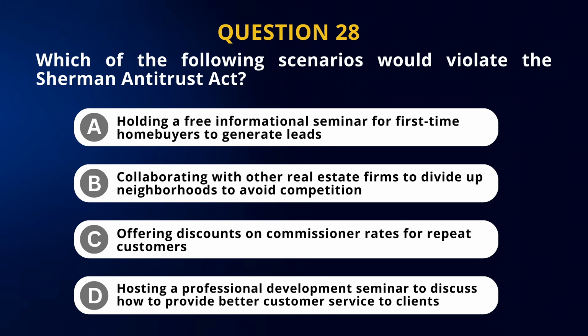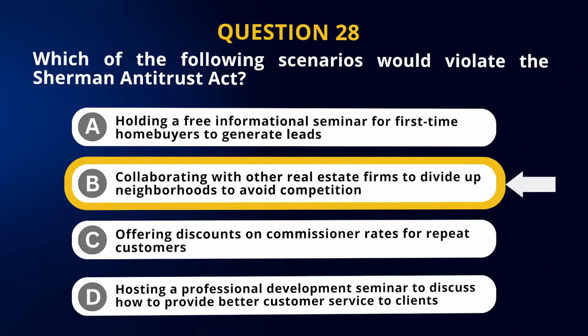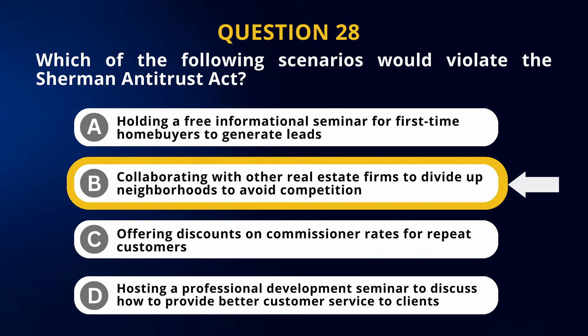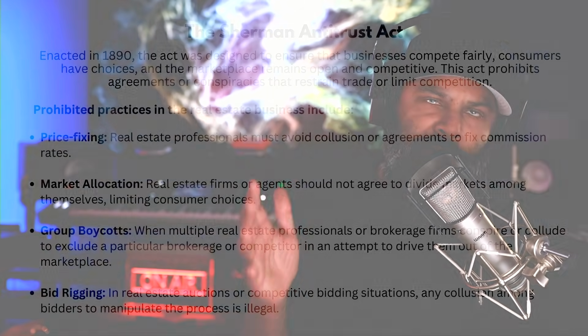And the answer? Letter B, collaborating with other real estate firms to divide up neighborhoods to avoid competition. And what they call this is allocation of customers and marketplace. And so you want to make sure you understand the basics of what Sherman Antitrust is. And you also want to understand what the penalties are, the violations. You don't need to know the monetary penalties so much so.